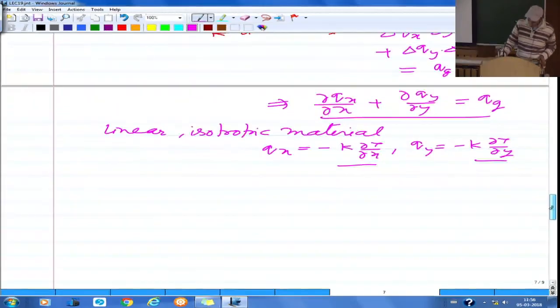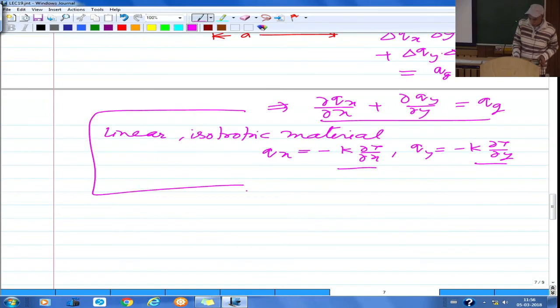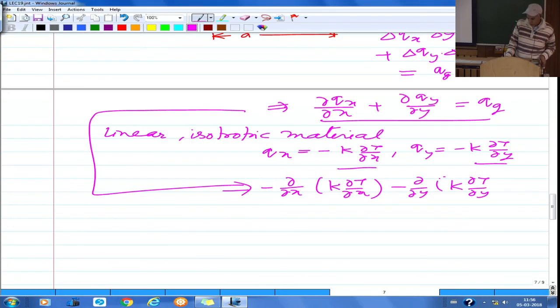If you substitute this constitutive relation in this differential equation, what you will get is minus del by del x of k into del T by del x, minus del by del y of k into del T by del y, equal to Qg. So this is your governing differential equation in terms of temperature T.